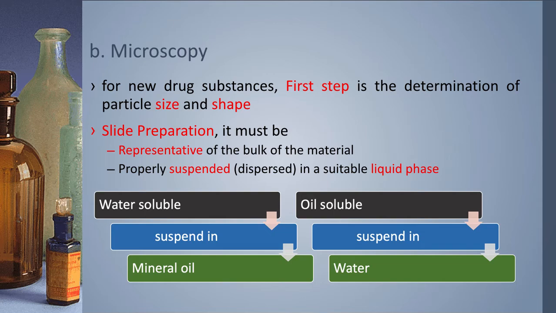Before starting to measure the particle size by microscopy, you need to prepare your sample. You have to take a sample of the powder and suspend it in a suitable solvent. The word suspended means you have to select a solvent that cannot dissolve the powder, because if the powder dissolves in the solvent, you cannot see anything under the microscope. You will see only a clear solution. That's why if your powder is water soluble, you have to suspend it in oil, like mineral oil or liquid paraffin. And if your powder is oil soluble, you have to suspend it in water.